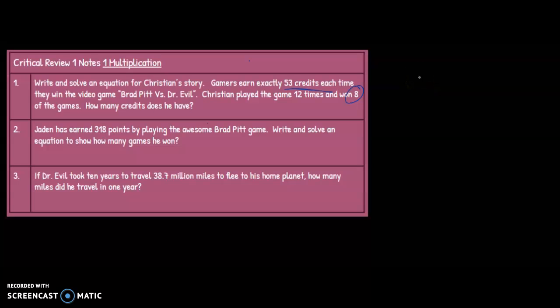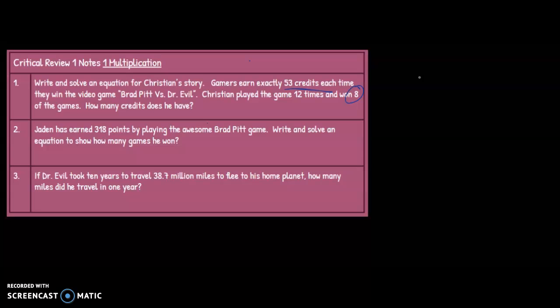In problem number 3, it asks, if Dr. Evil took 10 years to travel 38.7 million miles to flee to his home planet, how many miles did he travel in 1 year? Now, the reason I have put this problem in the work is because I want to show you a shortcut that saves a ton of time.